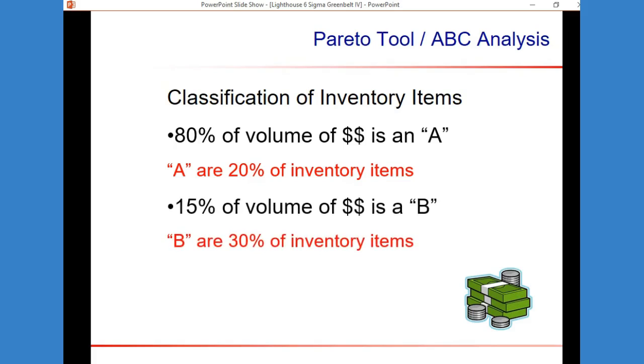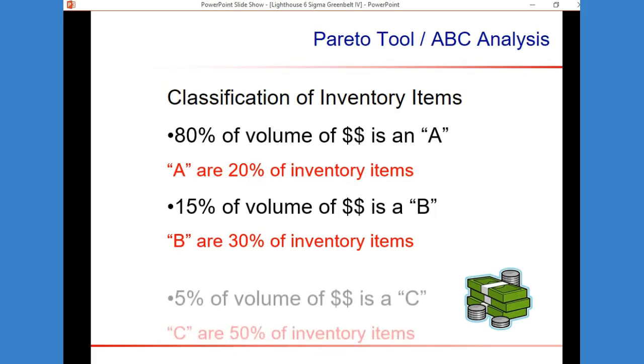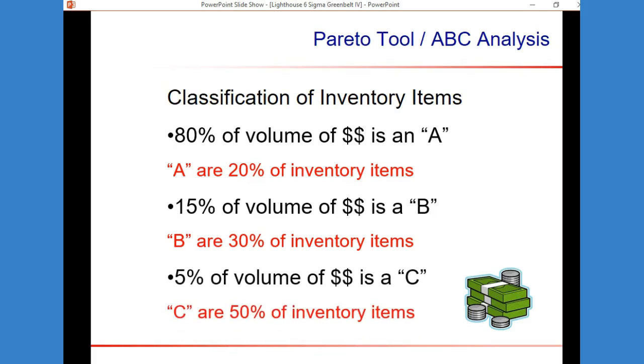My B items are only 15% of my volume, but they're 30%, a full third of my part numbers. And half of my part numbers are C items, and they're only 5% of my volume. And those are usually nuts and bolts. Are the A items the most expensive items? Not the most expensive, but the highest volume.